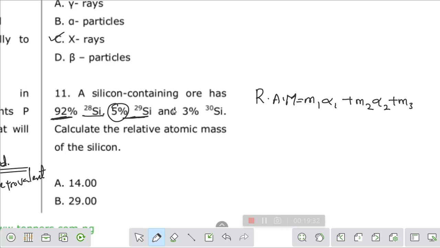There are some questions where they will give you only 2, but this one they gave us 3, so you have to do it up to 3. And even if they give you 4, that will be M4 alpha 4. So now what is the relative atomic mass of silicon?